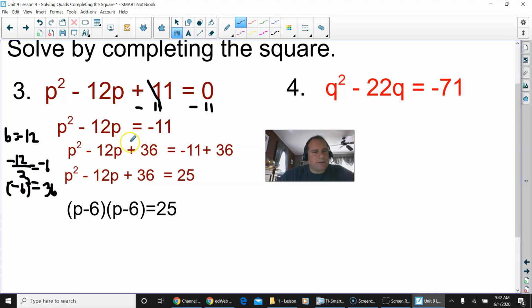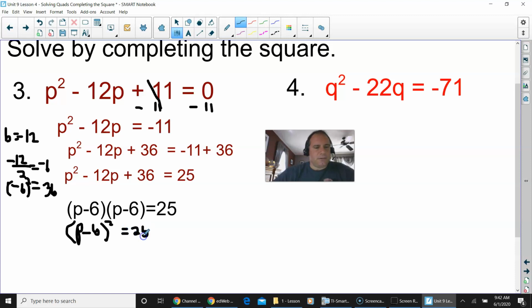Once I had positive 36, I added that to the left side, and I also added that to the right side. And I came out with p squared minus 12p plus 36 equals 25. Negative 11 plus 36 is 25. Again, that's a perfect square. So now I would just do (p minus 6) squared, because that's what that is, equals 25.